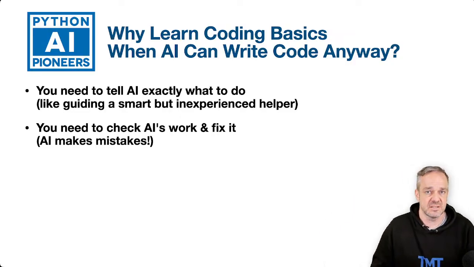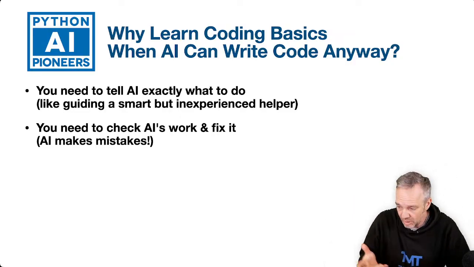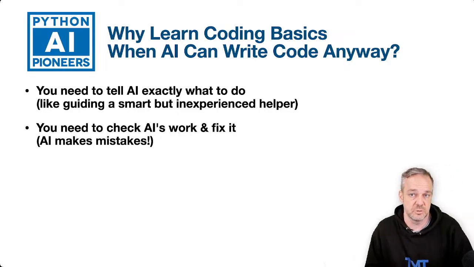Second, you need to check and guide AI's work. AI makes mistakes. It's amazing, but it often writes code that isn't the best solution, or maybe even a correct solution. If you don't understand the basics, you won't know if the code that it produces is good, or more importantly, is safe to use. And you don't know how to fix it or change it. So that's the second thing.